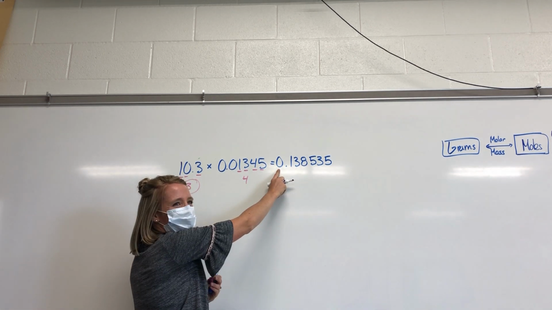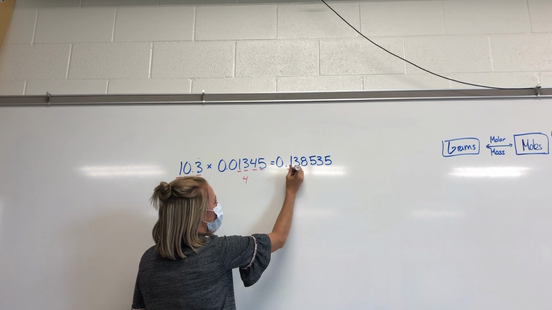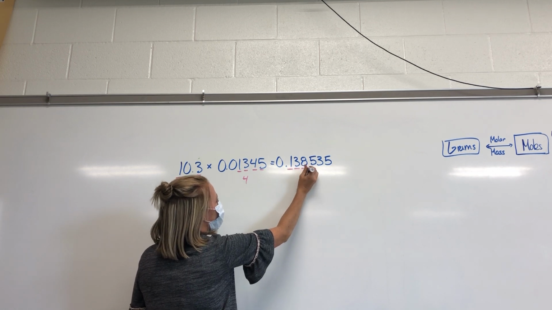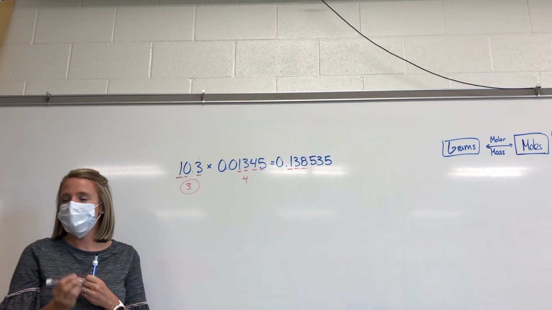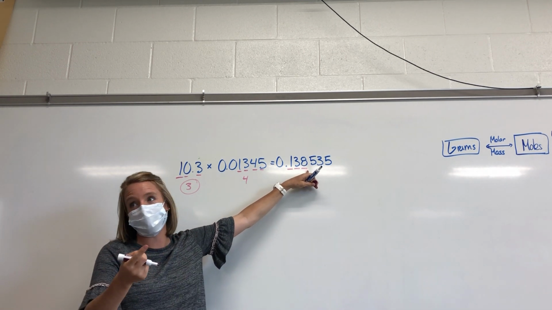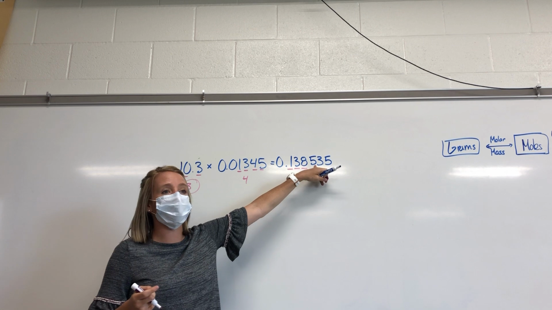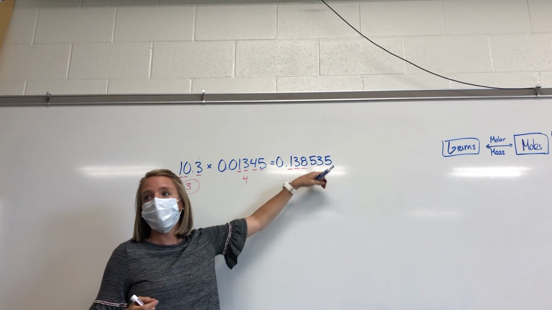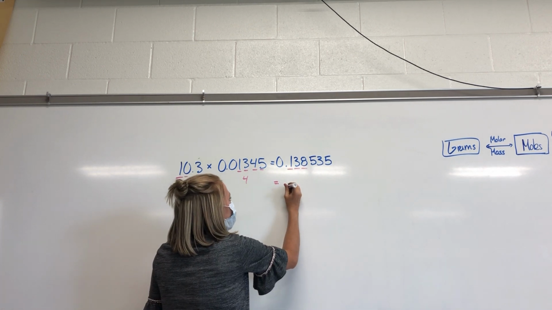So, is the 0 significant? No, so that doesn't matter. So I need to keep this one, this one, this one. Now, for the final digit you keep, you do look to see if we're rounding. Since it's trailed by a 5, it would round up. So your answer in sig figs would be 0.139.